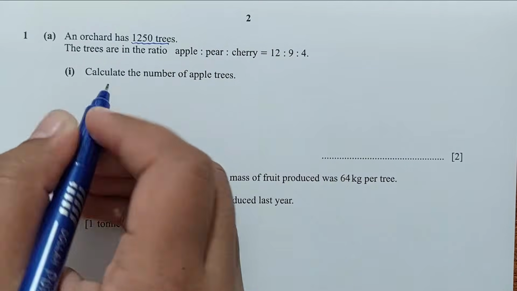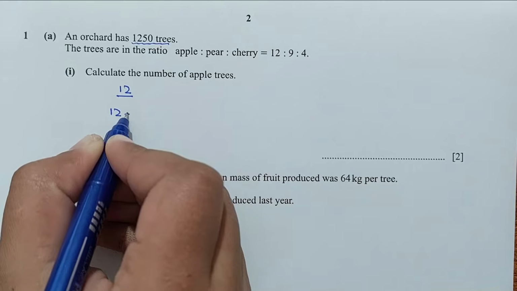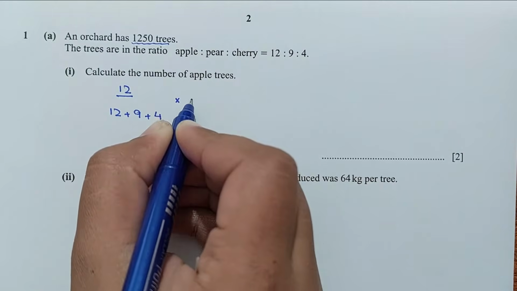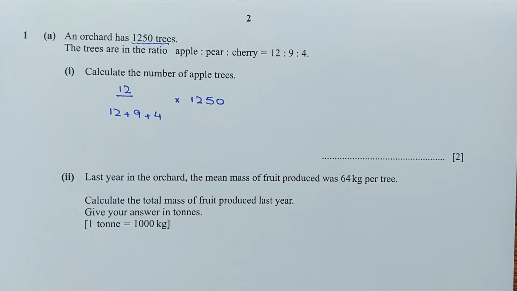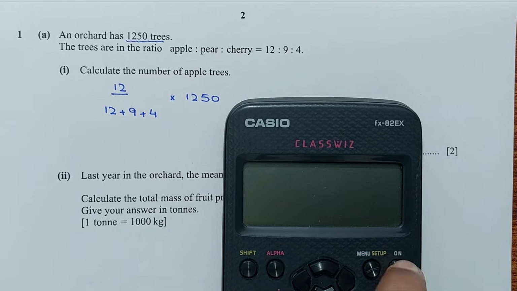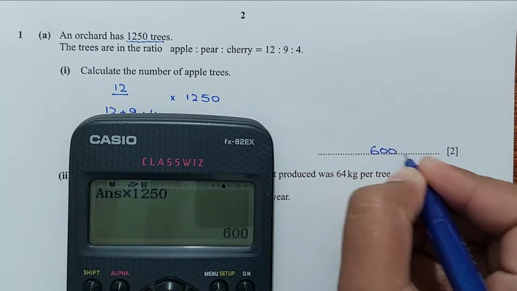So apple trees are in the ratio of 12 out of the total, which is 12 plus 9 plus 4, and multiply by the total number of trees, 1250. So 12 plus 9 plus 4 is 25. So 12 divided by 25 and times 1250 is 600. So apple trees are 600.